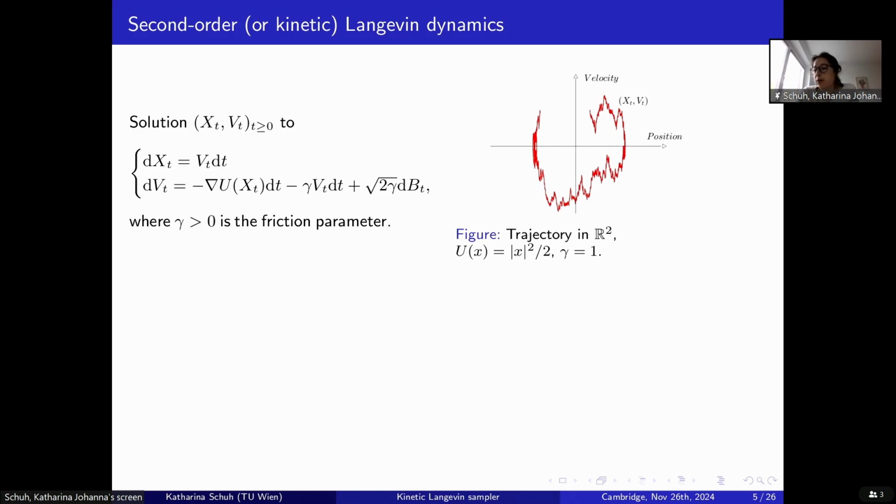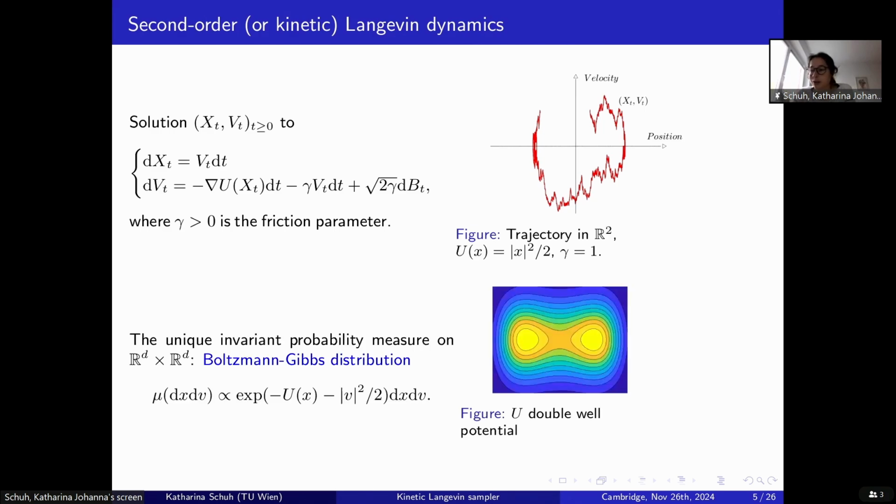And so if you look at, for example, some trajectory of this dynamics, here I took U to be some quadratic potential, then you see really that only noise comes in the velocity component. So this trajectory is rough in the velocity component, which actually makes it harder to analyze later on, and also for the discretization schemes.